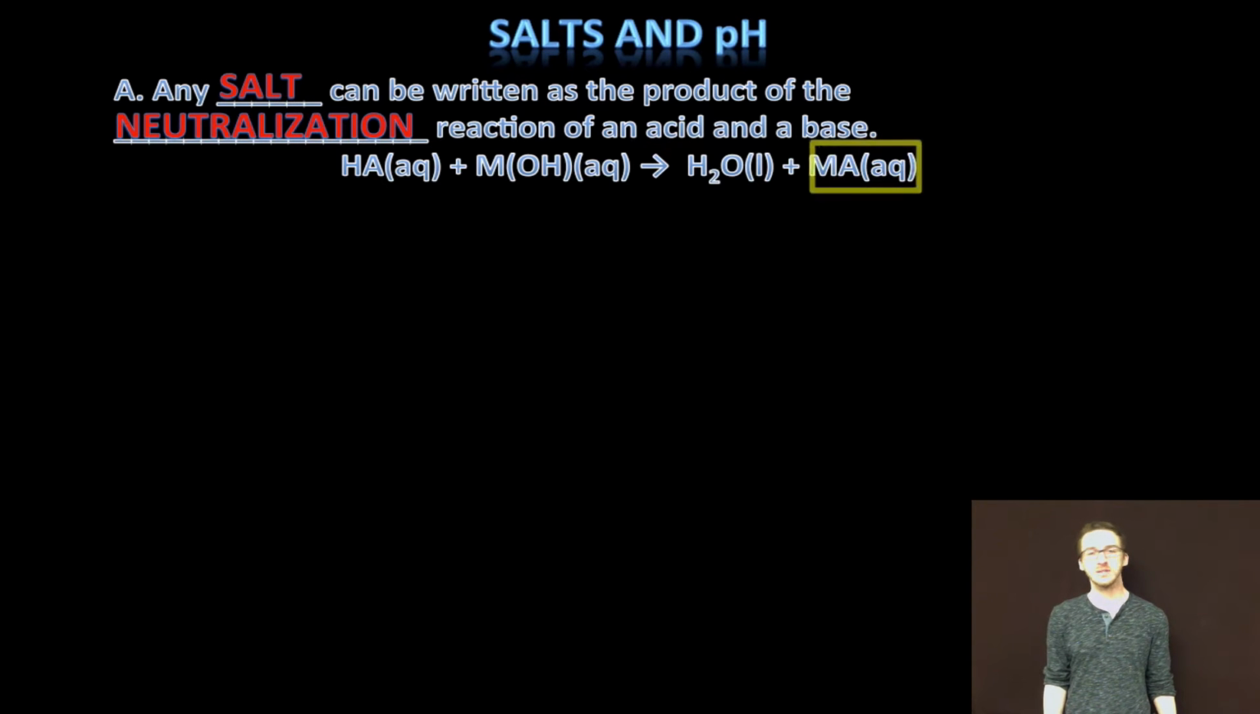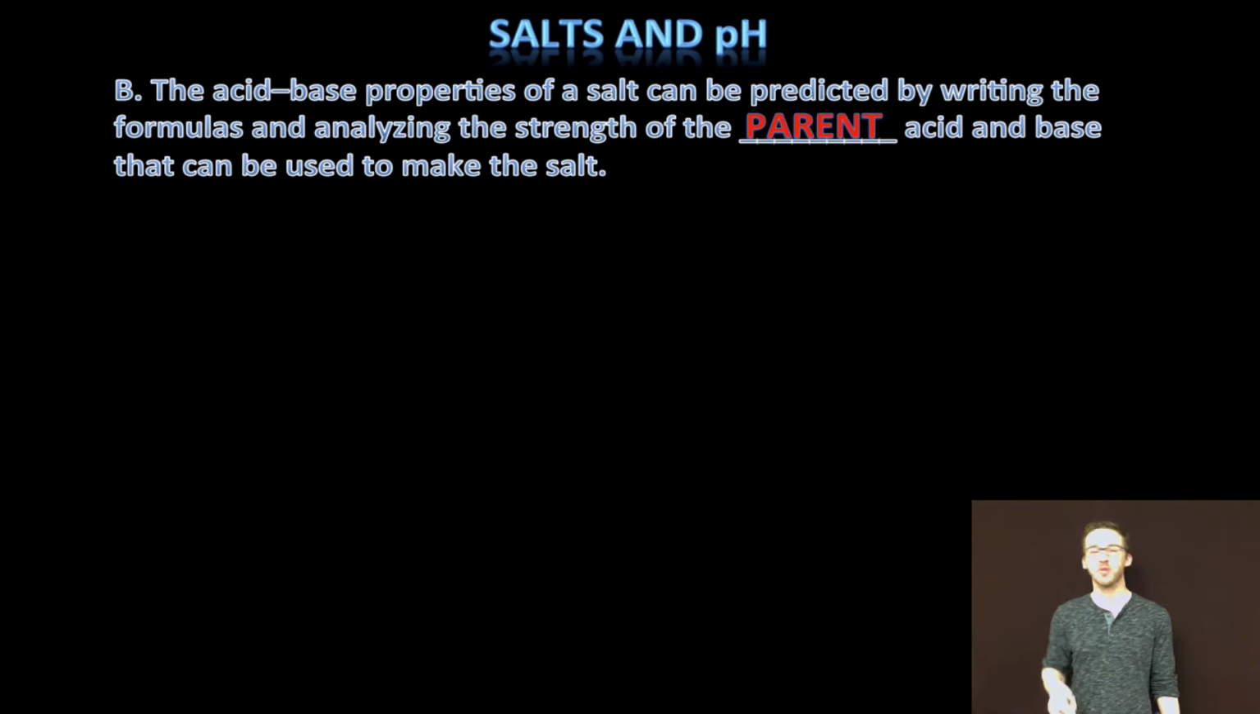Alright, so at this point, we should all recognize that a salt can be written as the product of the neutralization reaction of an acid and a base. As you take a look at your screen and in your notes, you're provided with the generalized formula for a neutralization reaction. Recognize that the hydrogen from the acid and hydroxide from the base are going to come together and form water. The cation of the base and the anion of the acid will then come together and form your salt. Generalized formula.